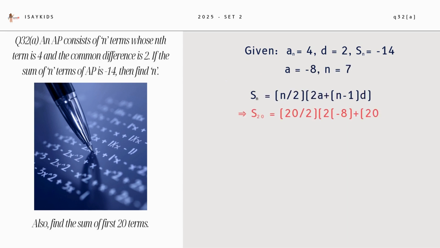Now S20 also we need to find. So substituting the given values, we get S20 as 220. So the sum of first 20 terms is 220.